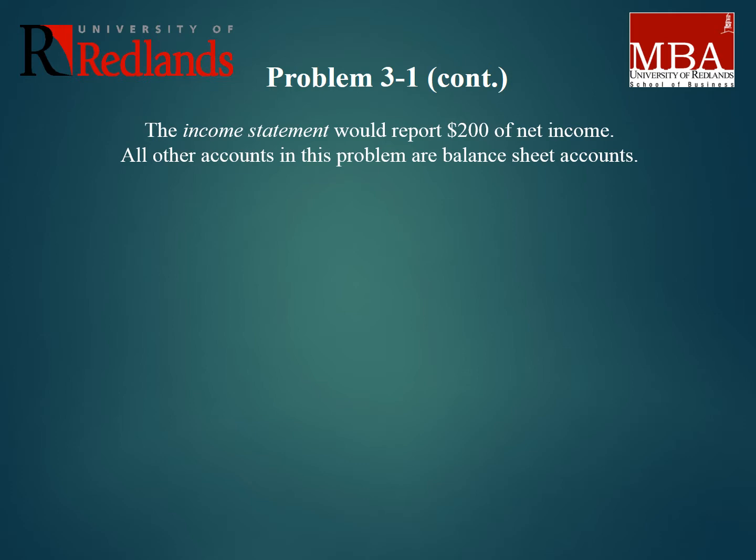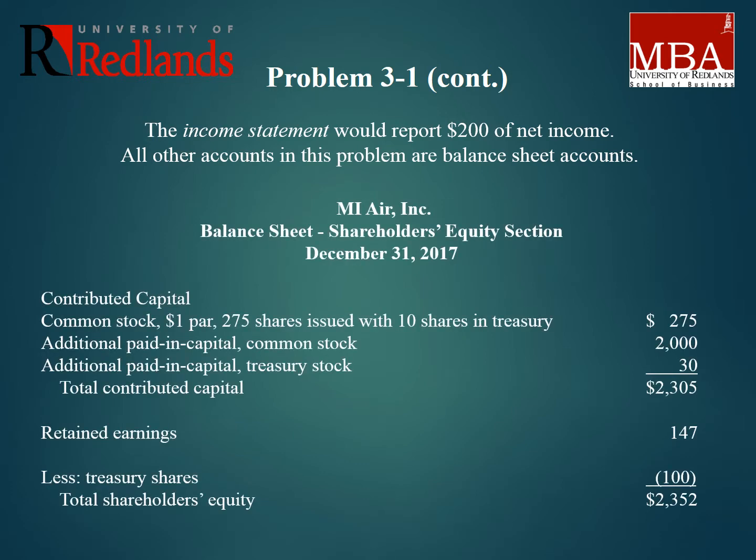Requirement 3 says to report stockholders' equity on the company's December 31, 2017 balance sheet. That would look something like this. In our contributed capital section, we would have common stock $1 par, 275 shares issued, and 10 shares in treasury. That gives us 275. Additional paid-in capital on common stock is 2,000, and additional paid-in capital of treasury stock is 30. So we have total contributed capital at December 31, 2017 of 2,305.